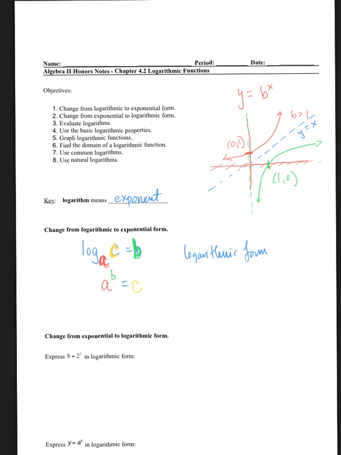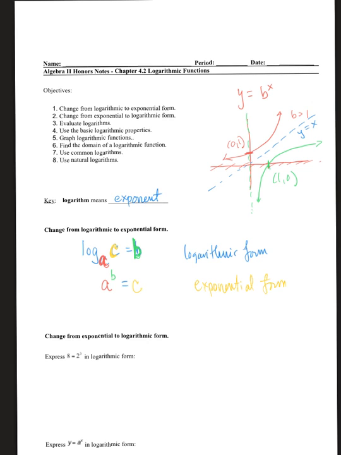So most people find it easier to go from logarithmic to exponential form, but you should be able to go in either direction. So given a logarithmic equation, can we represent it in exponential form? And given an exponential equation, can we represent it in logarithmic form?